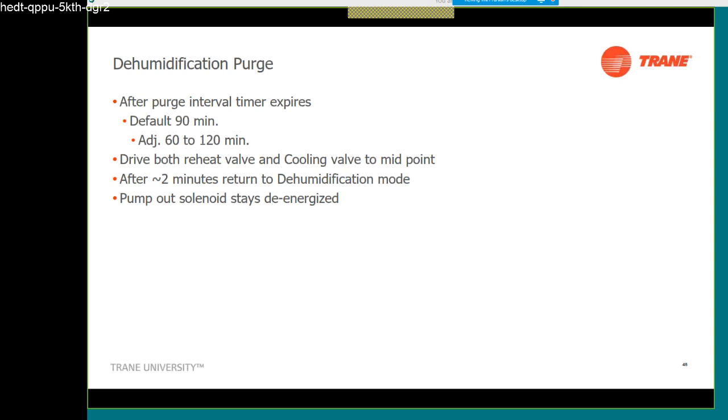I got a couple questions here. Will the TD7 indicate whether the unit is currently in a purge cycle? Yes, it should show that we're in a purge cycle. Let me check the other chat window. Okay, I think that was the only one.